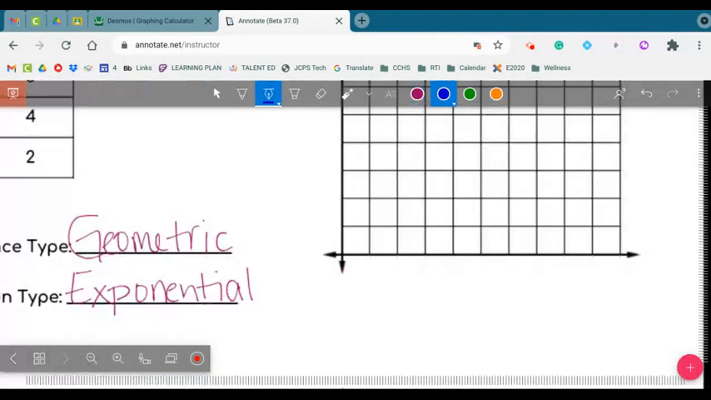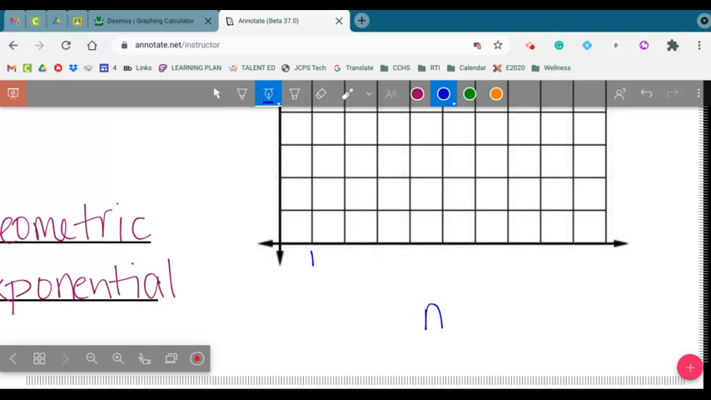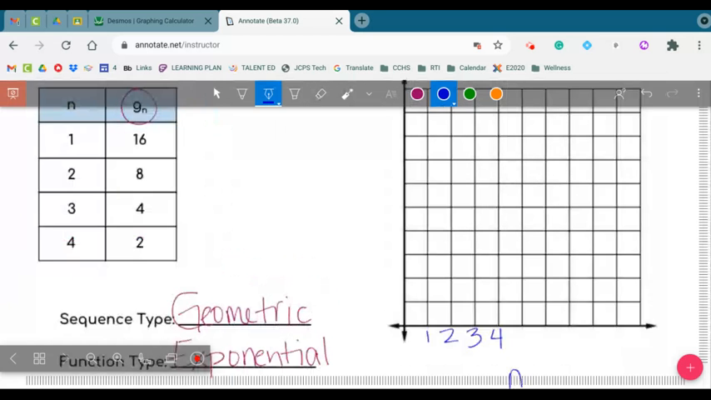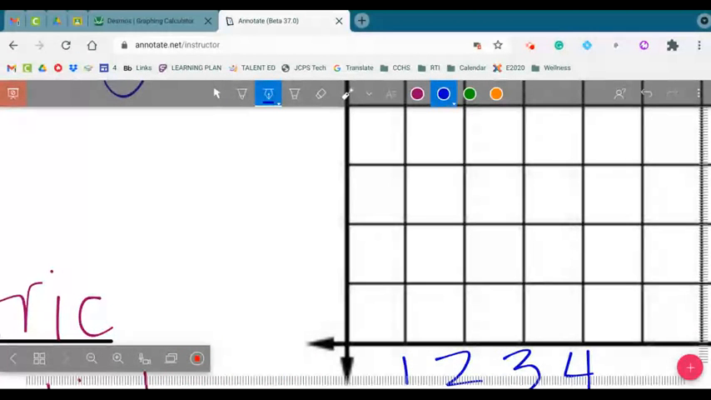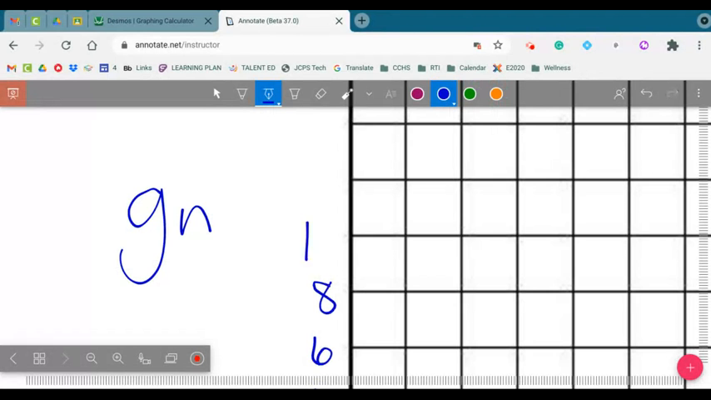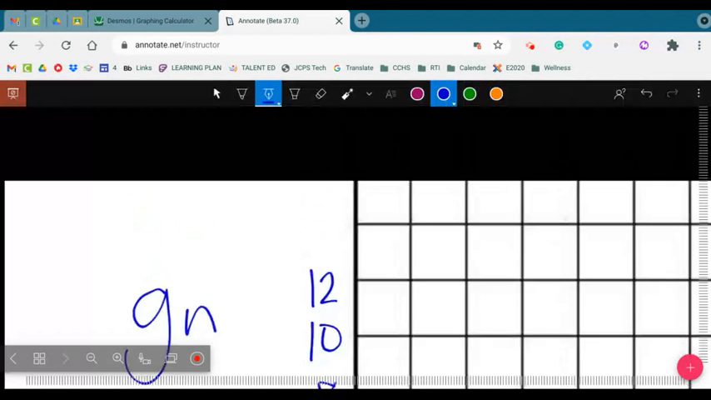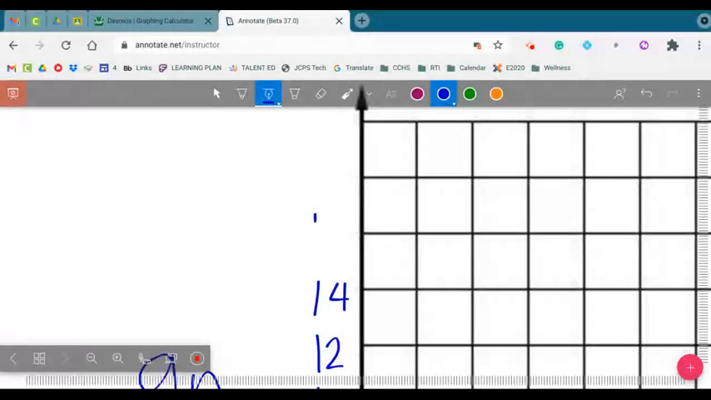Okay, so we're going to do our n, which is 1, 2, 3, 4. And then our G sub n. Now our G sub n, we have 16, 8, 4, and 2. So a good number to go up on this one would be 2. So 2, 4, 6, 8, 10, 12, 14, 16, 18, 20.